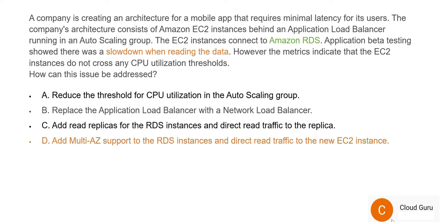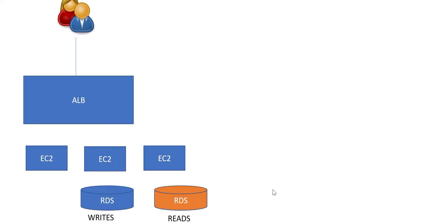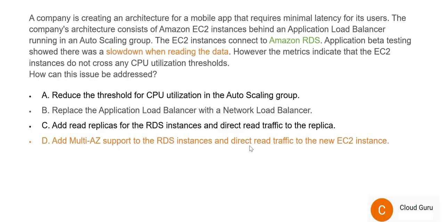So what this guy is saying is use a multi-AZ support. So suppose you have three data centers, three AZs. You put this RDS on three AZs. So this will be put on three data centers. How will it solve the problem? And it is saying you direct the read traffic to the new EC2 instance.